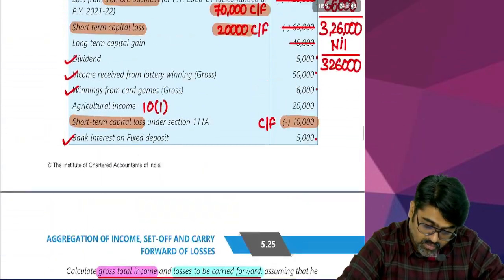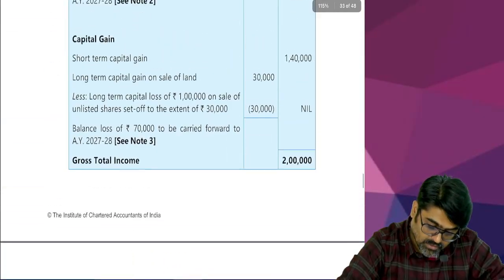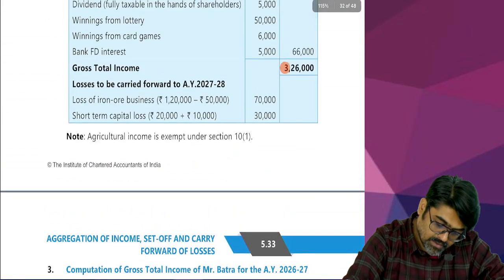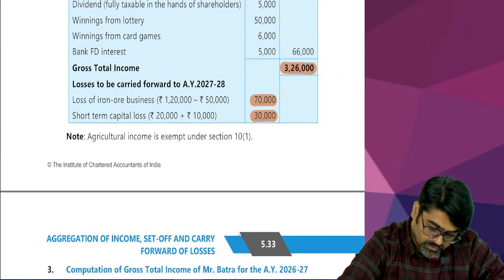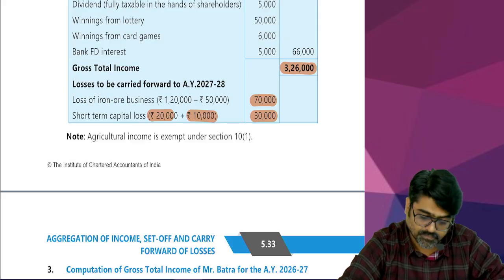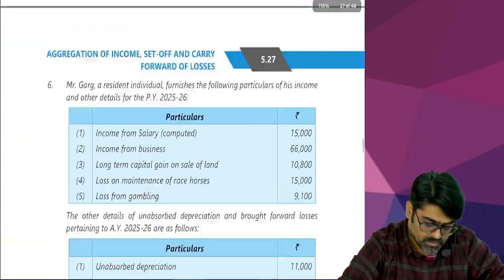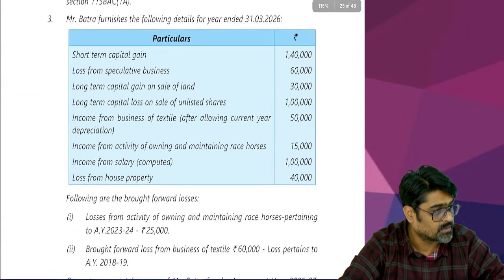Check the final answer. Total 3,26,000. Are you getting that 3,26,000 or not? 3,26,000. And 3 losses: 70,000, 30,000. This is 20 plus 10, 30. Right now? Easy, difficult? Easy. This type of questions they ask for 5 marks, 6 marks.